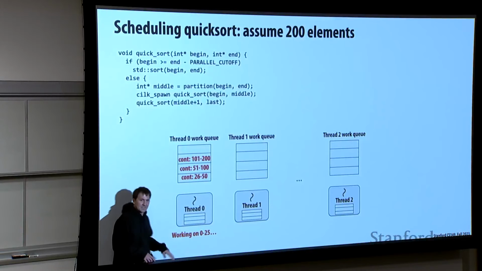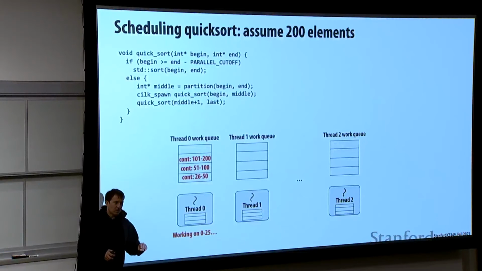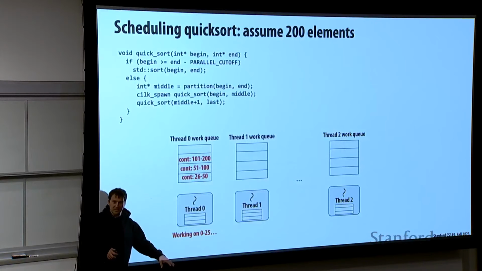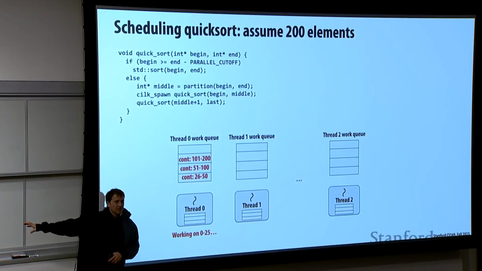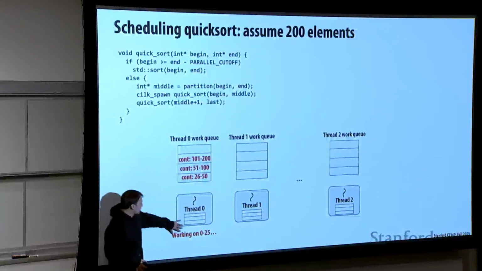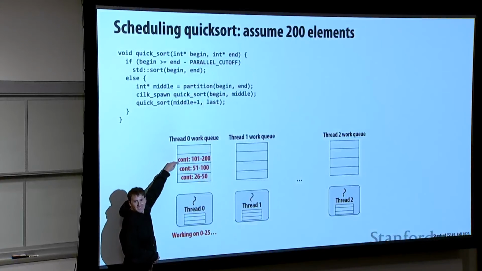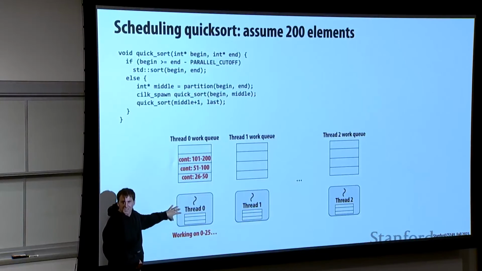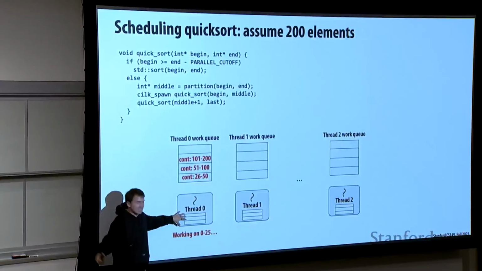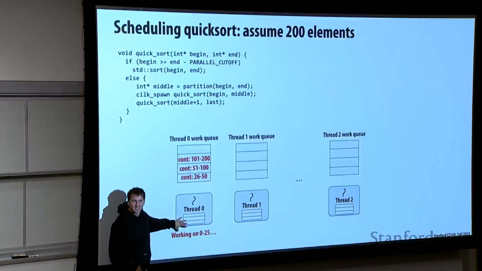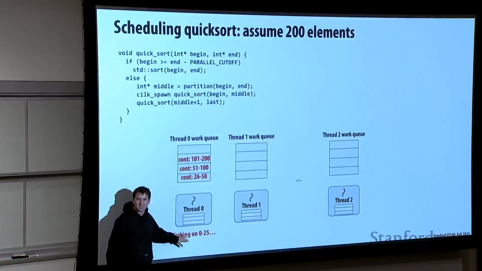So the first thing that happens is, I'm going to call Quicksort recursively on elements 0 through 100. And I'm going to put onto my queue that I need to do the quicksort for the back half of the array, 100 to 200. So the first thing I pushed onto my queue was quicksort for the rest, and I started working on quicksort 0 to 100. And then what happens next? I have to push 50 to 100 onto my stack, and I start working on 0 to 50. Then what happens next? I push 26 to 50 onto my stack, and I start working on 0 to 25.